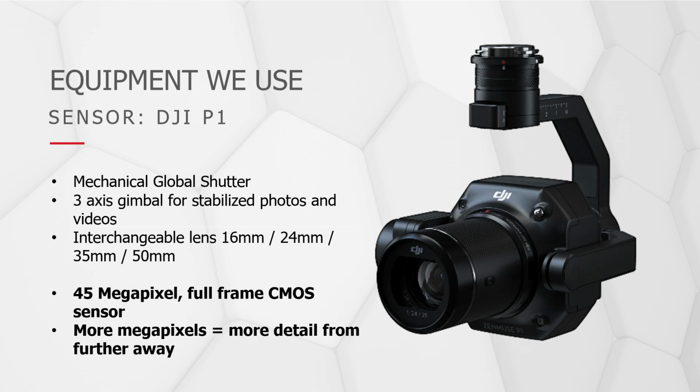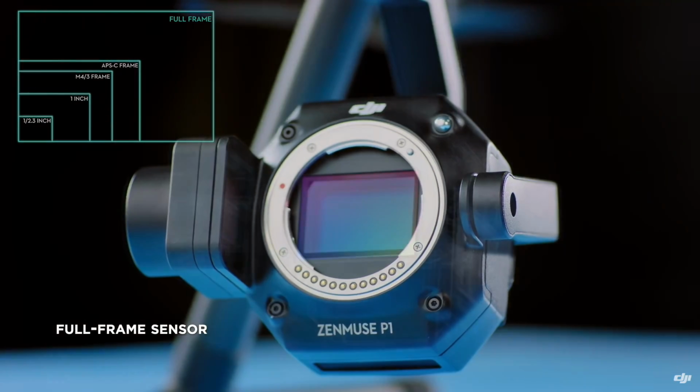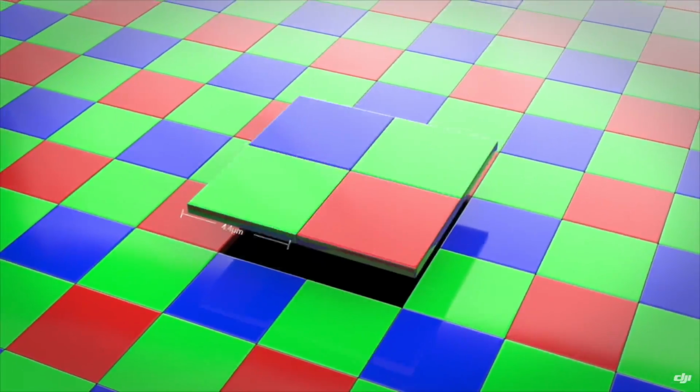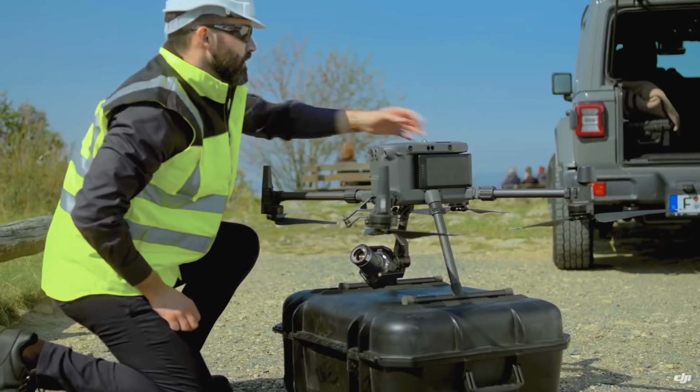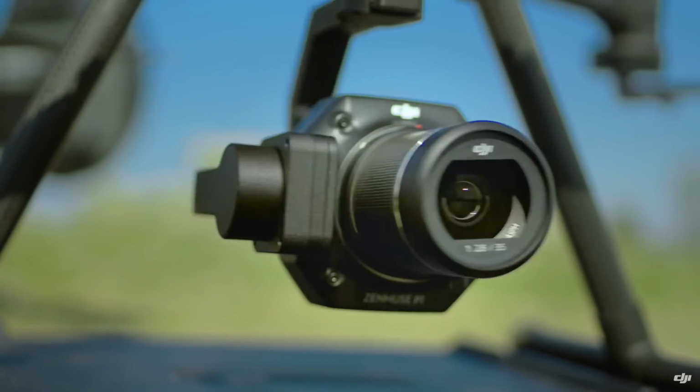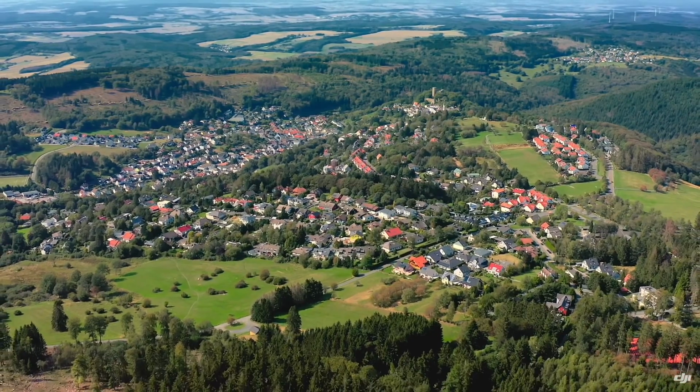Right. It also packs a 45 megapixel full frame CMOS sensor. The more megapixels, the better. The reason being is that if, let's say, for example, you're using 12 megapixels, then you may need to be 4 times closer to the object to generate the same resolution.